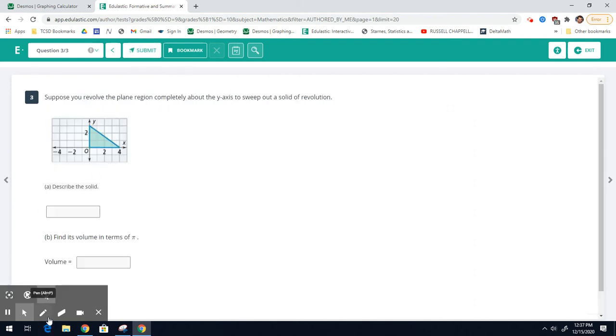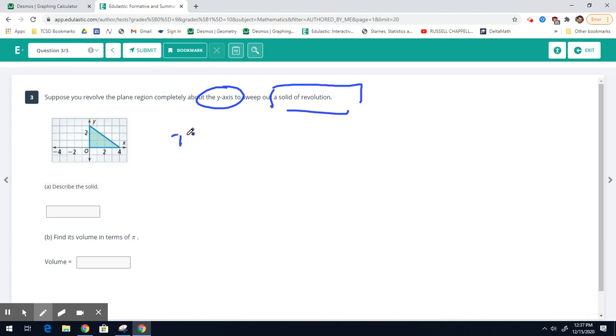All right, so this is one of those solids of revolution problems. It says, suppose you revolve the plane region completely about the y-axis to sweep out a solid of revolution. So automatically, you should know that if you start with a triangle and you revolve this, you're going to get a cone. So to describe the solid, you're going to put cone. Now let's go ahead and draw the cone. Remember, this just gets mirrored over here. And this bottom is going to be a circular base. And there's your cone.